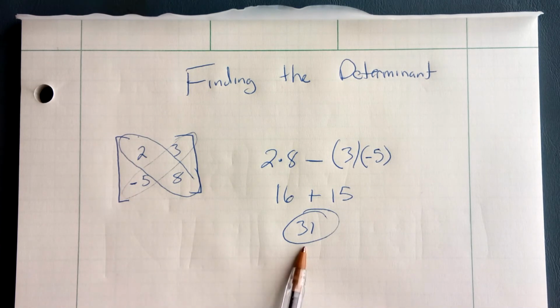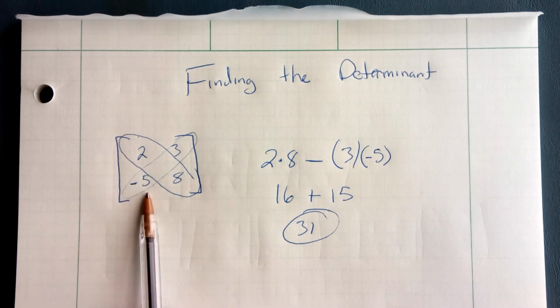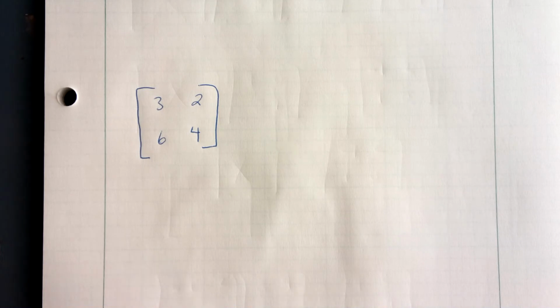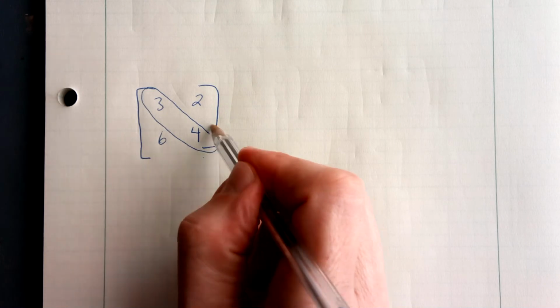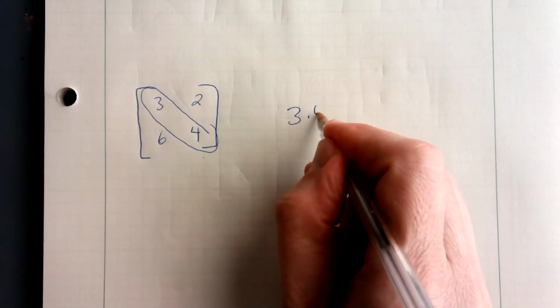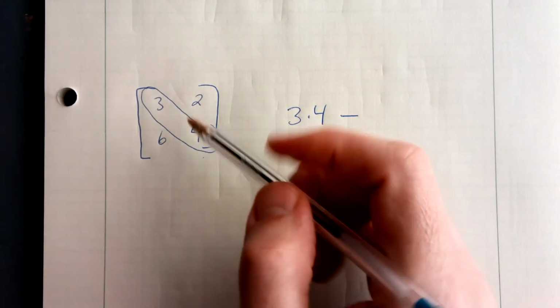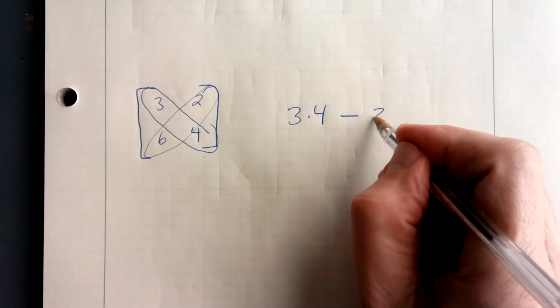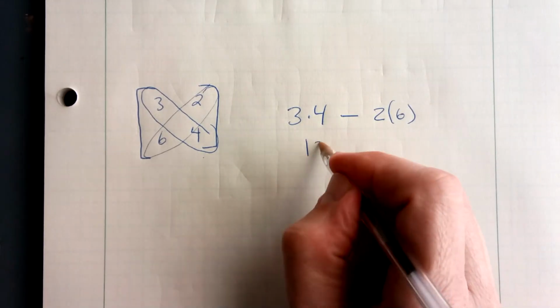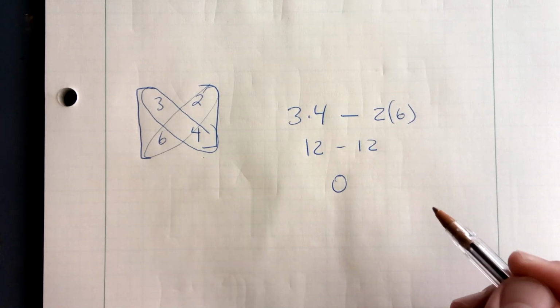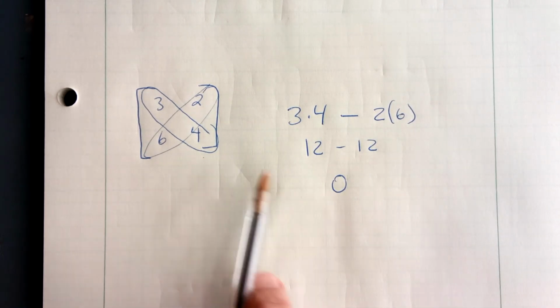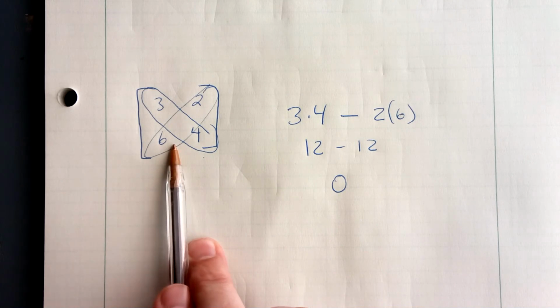Now, if the determinant is any number but 0, this matrix will have an inverse. Let's see one that comes up with no inverse. This one has no inverse, because if you take these two diagonal numbers, 3 times 4 minus, and then I multiply these two together, 2 times 6, I get 12 minus 12, or 0. If the determinant is 0, the matrix will have no inverse.